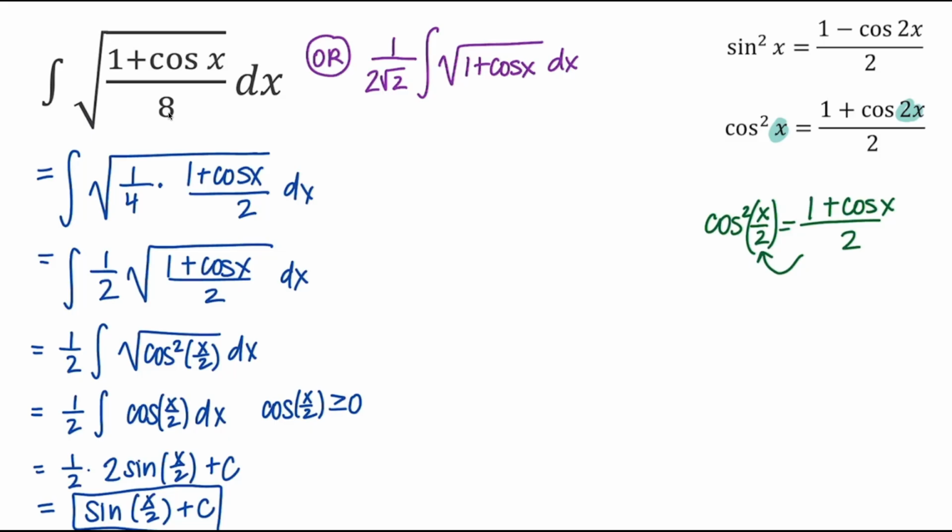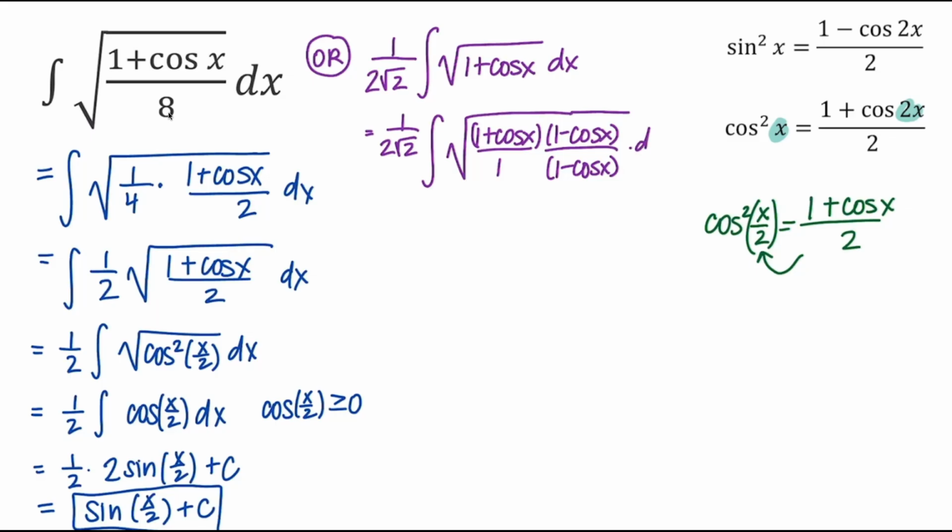So the strategy here is going to be that we multiply by the conjugate. So we have 1 over 2 rad 2, the integral of the square root of 1 plus cosine x over 1 times 1 minus cosine x over 1 minus cosine x dx. And we know that in the numerator, multiplying by the conjugate, we're just going to get 1 minus cosine squared x. So we have 1 over 2 rad 2, the integral of the square root of 1 minus cosine squared x over 1 minus cosine x dx.